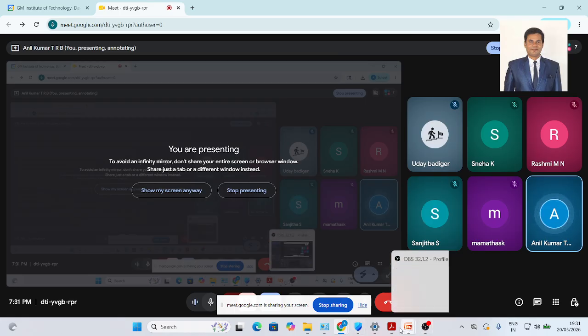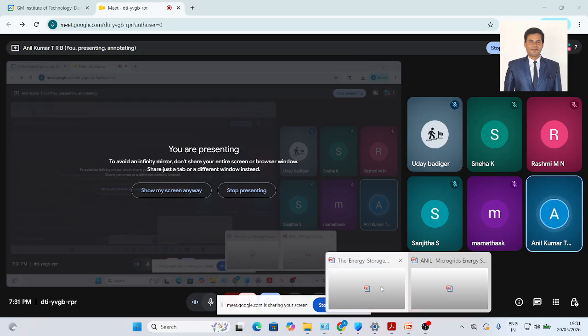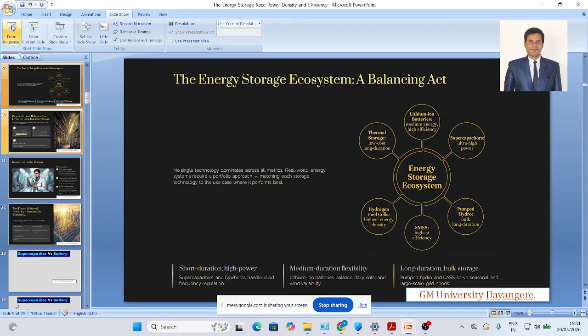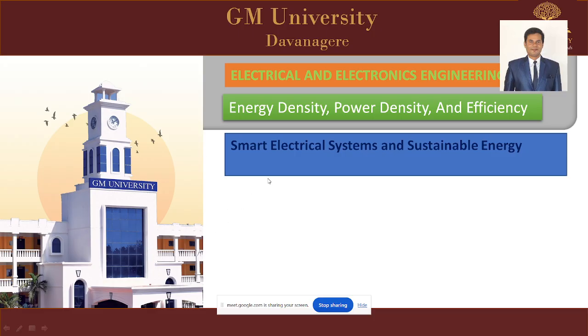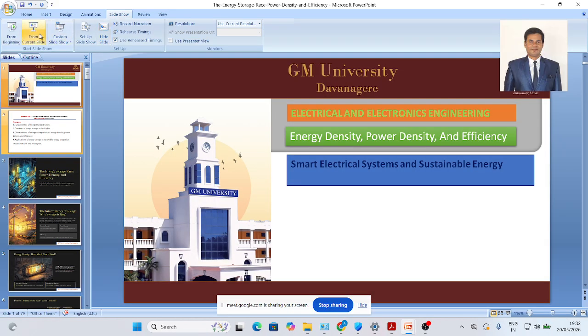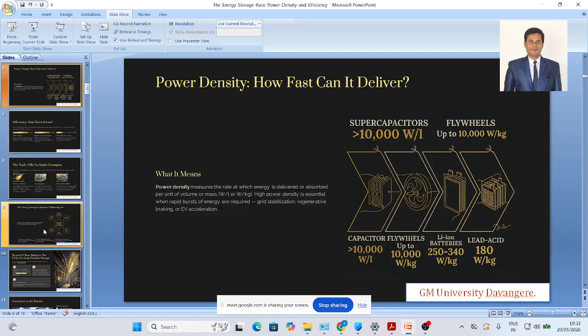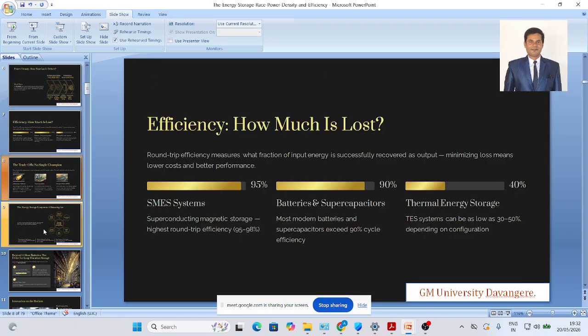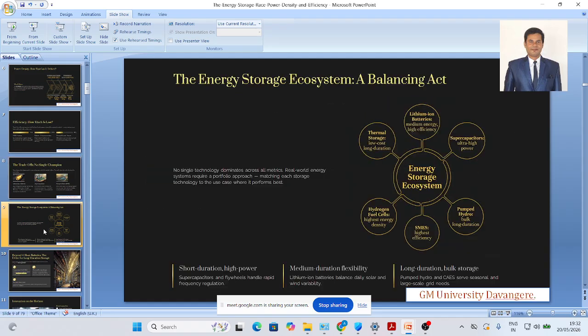So we are just discussing the various forms of energy storage in the ecosystem and the balancing ecosystems, where we have to switch to the various forms, right?